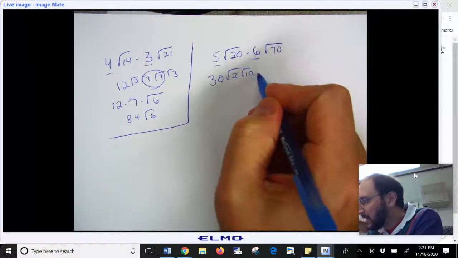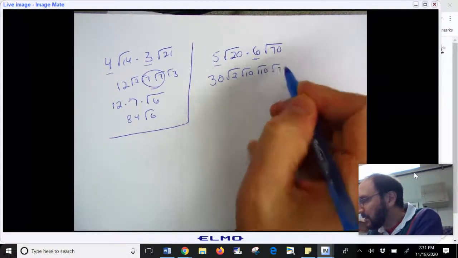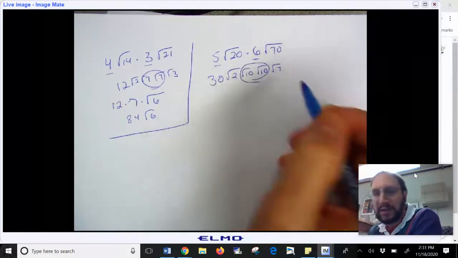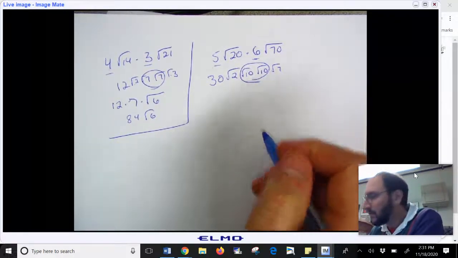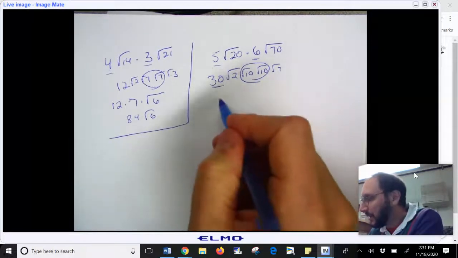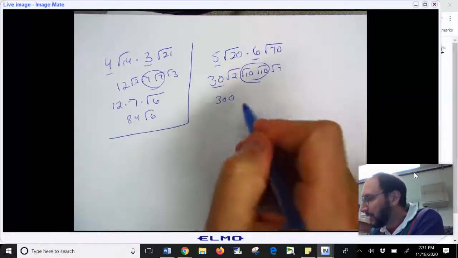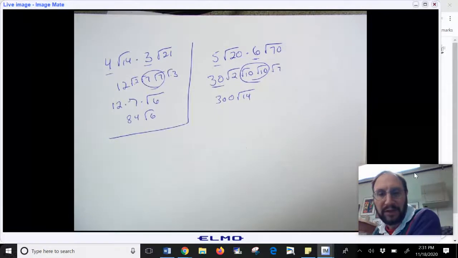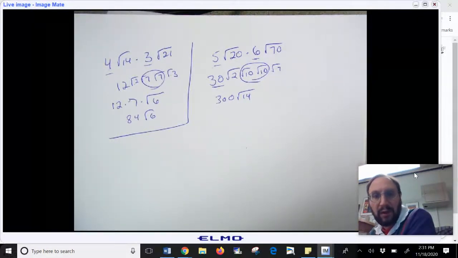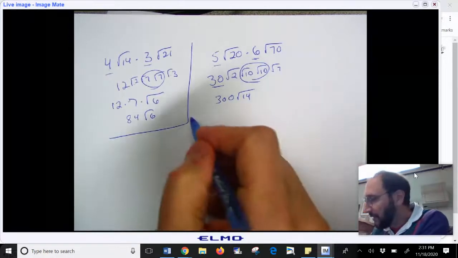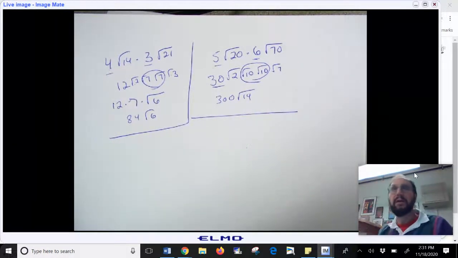I'm going to rewrite 70 as 10 times 7, so that I have the square root of 10 times the square root of 10, which is 10, times the 30 that's already on the outside. So I have 300 on the outside, 14 on the inside. And that works out kind of nice. There are other ways I could show of doing that, but if you got that answer, then you're golden. That's what you need to know.